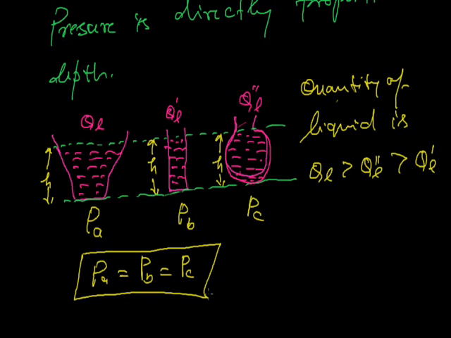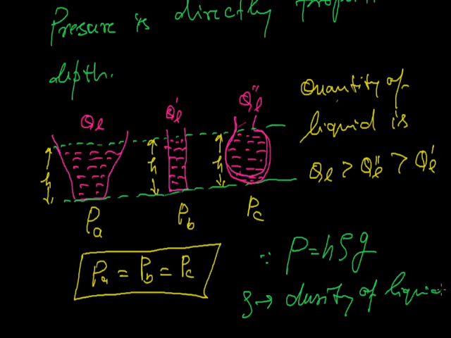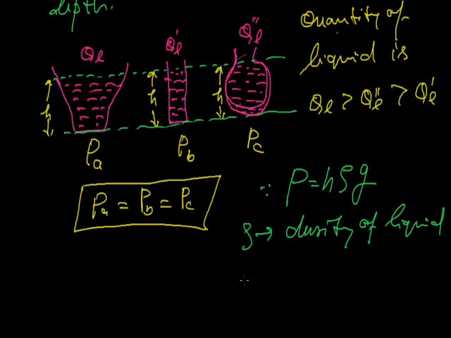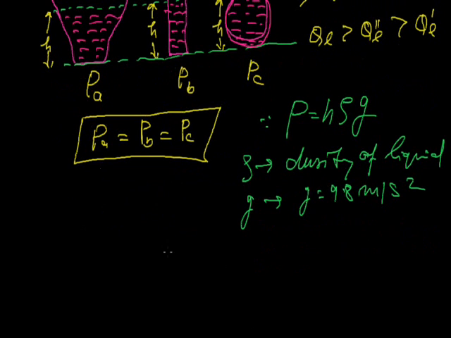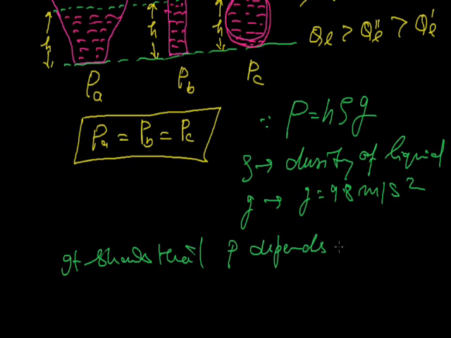Because we know that P is equal to h rho g. Here rho and g are constant. Rho is the density of the liquid, which is constant, and g is also constant, equal to 9.8 meter per second square. It means P depends only on h.